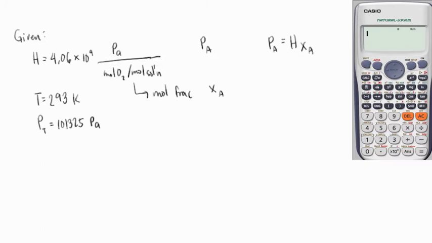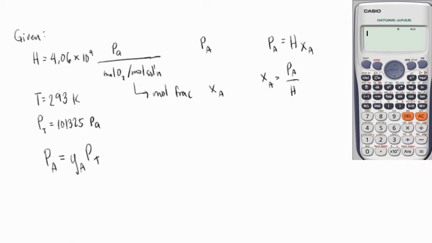Okay, let's proceed. We are tasked to solve for X sub A in this case. So rearranging our equation, we have X sub A is equal to P sub A over H. Before we can solve this, we first need to determine the partial pressure of oxygen in air. Now, our total pressure is 101,325 pascals. A simple way of determining the partial pressure is through the use of the Dalton's law equation. That is, partial pressure is equal to mole fraction multiplied by the total pressure.